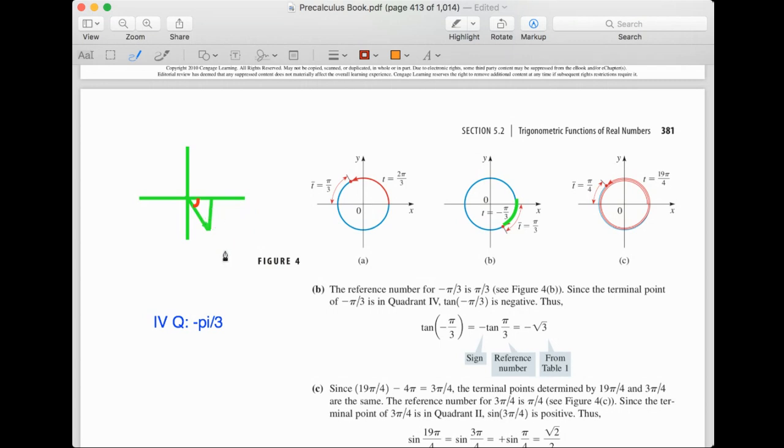Make sense? So what's the name of that angle? Reference angle. Okay. So negative pi over 3, the reference angle is pi over 3. But tangent in the fourth quadrant is a negative value, so we put a negative sign here. So we have negative tangent pi over 3, which is negative square root of 3.